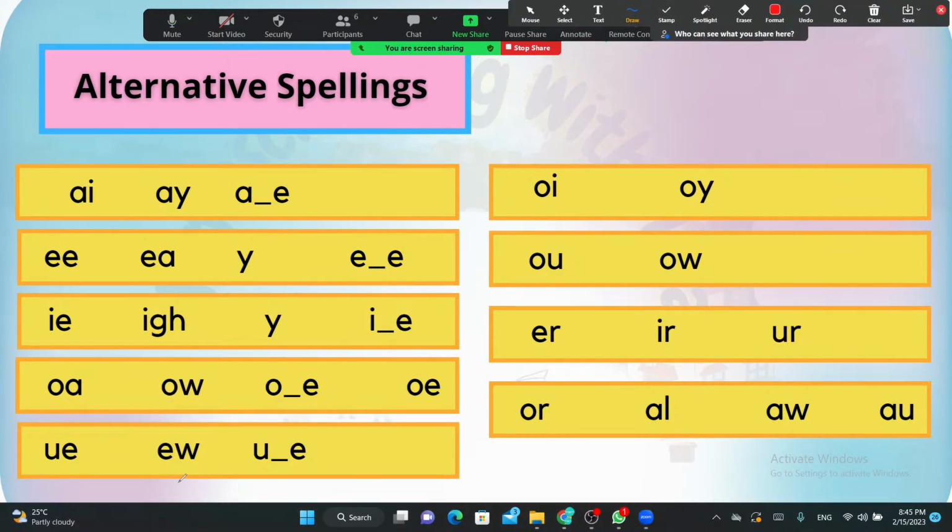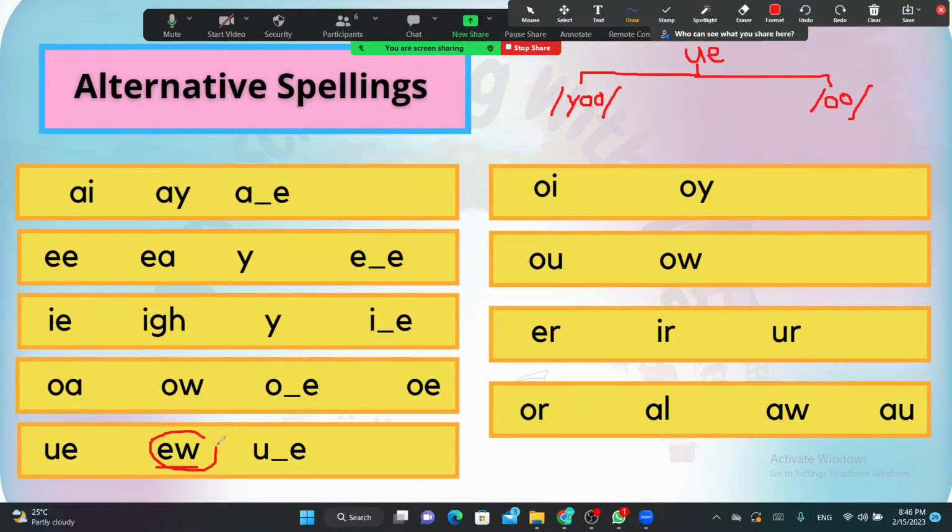The alternative spelling for U is EW. So this can say U as well. However, there is something more tricky about U. It can say two sounds. For this, you can also have a jingle. U has two sounds, U and oo, U and oo. U has two sounds, U and oo, U and oo. Okay? So the first thing is U can say two sounds. Now the alternative spelling of U can also say two sounds.